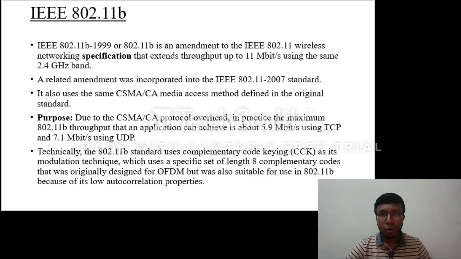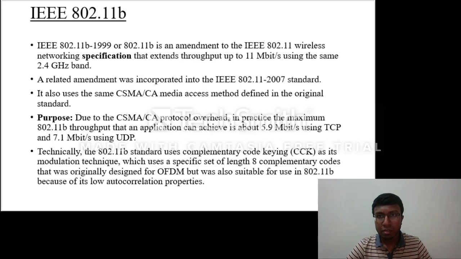IEEE 802.11b, also known as IEEE 802.11-1999, is an amendment to the IEEE 802.11 wireless networking standard. Its specification is that it extends throughput up to 11 Mbps using the same 2.4 GHz band. A related amendment was incorporated into the IEEE 802.11-2007 standard. It also uses the same CSMA/CA media access method defined in the original standard.